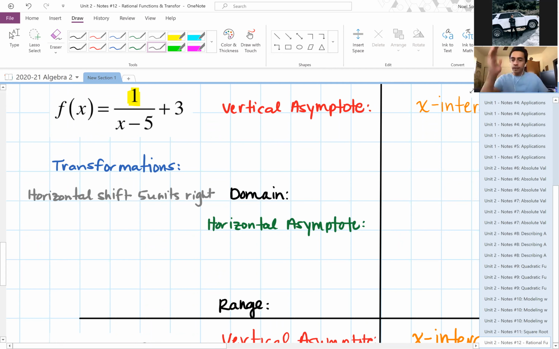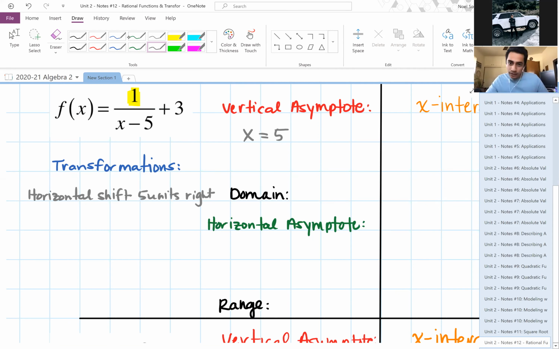Think about it, right? You have your parent function and you're shifting everything to the right. So where is your vertical asymptote going to end up? If I'm shifting 5 to the right, it would be at X equals 5. This is where my vertical asymptote would be. At 5, a vertical line, so you would have X equals 5. And that's how you can easily get your vertical asymptote.